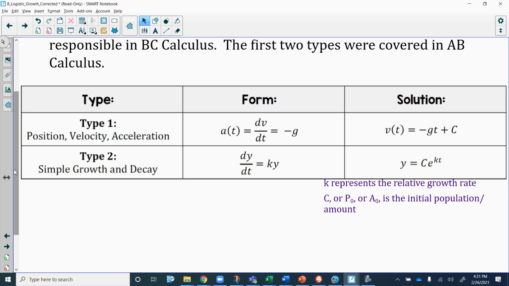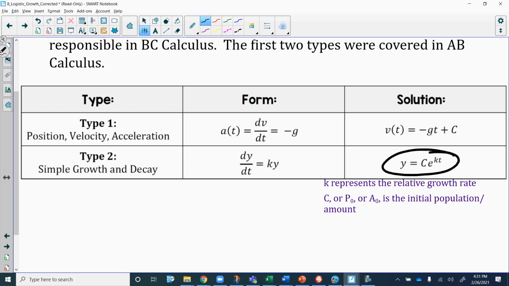The second one is simple growth and decay. The simple growth and decay function, what you're seeing here on the board, most people are familiar with like this, where y is equal to c times e to the kt power.